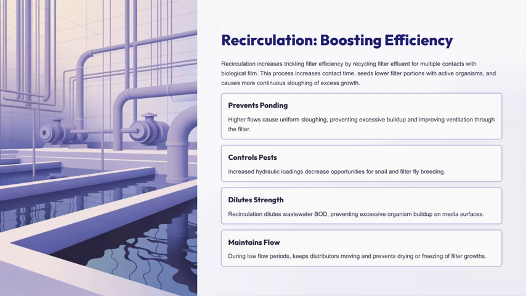Finally, during periods of low flow, recirculation keeps the distributors moving. This prevents the growths on the filter from drying out or freezing, ensuring continuous operation and protecting the system from damage. Overall, recirculation is a vital tool for maintaining optimal performance and stability in our treatment process.